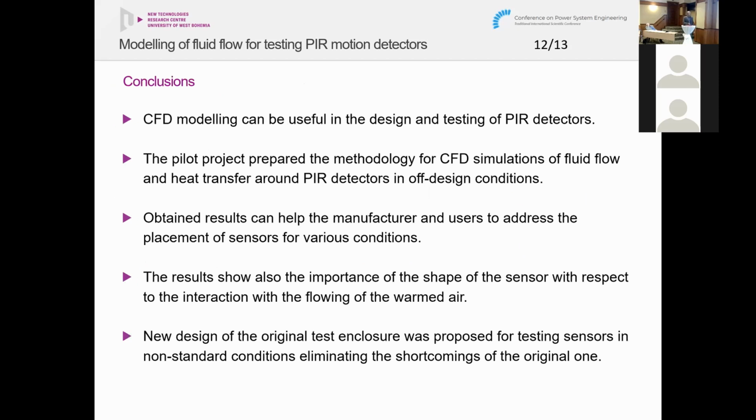Also, conclusions. The pilot study showed that CFD modeling can be useful in the design and testing of PIR detectors. A methodology was prepared for CFD simulation of fluid flow and heat transfer around these detectors in design conditions. The obtained results can help manufacturers and users address the placement of the sensor for various conditions. The results also show the importance of the shape of the sensor with respect to the interaction with the flowing warmed air. And last but not least, a new design of the original test enclosure was proposed for testing sensors in non-standard conditions, eliminating the problems of the original one.